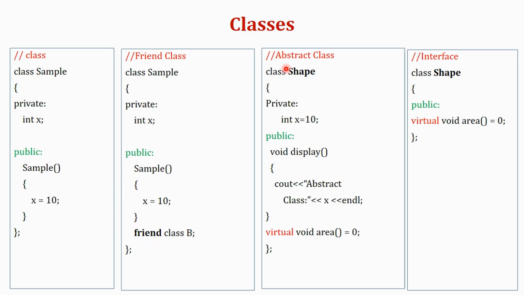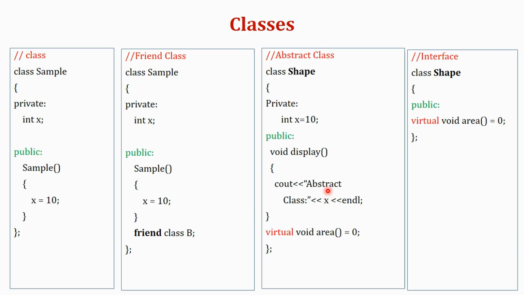Next one is the abstract class. Then how to identify the abstract class? The class has data members, normal function definitions, and also at least one pure virtual function. In this case, the class becomes an abstract class.